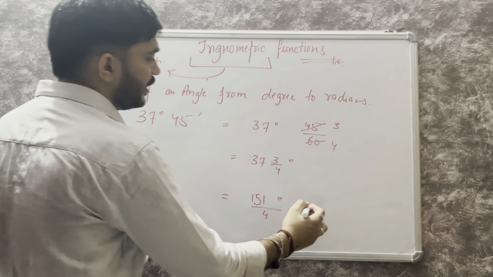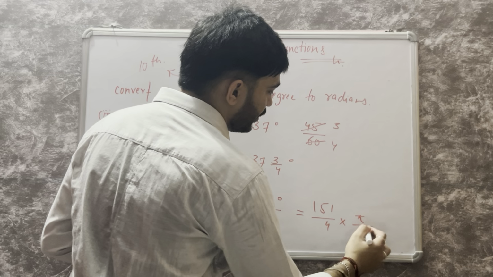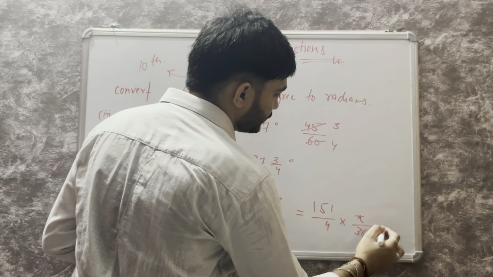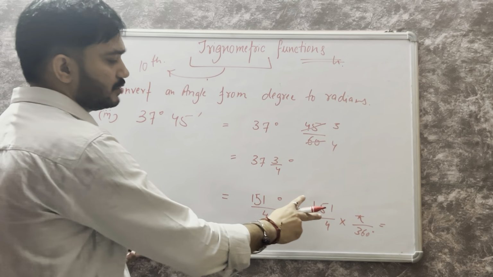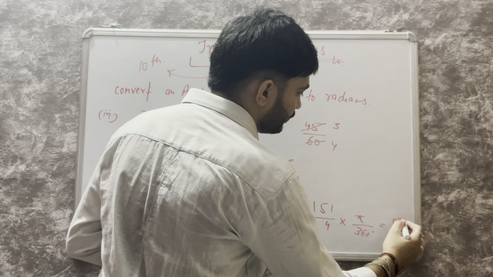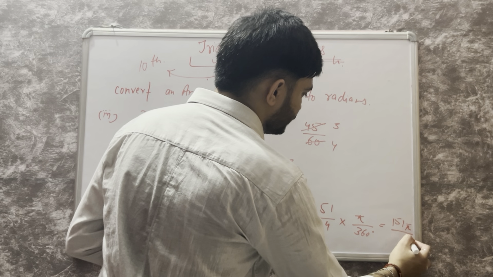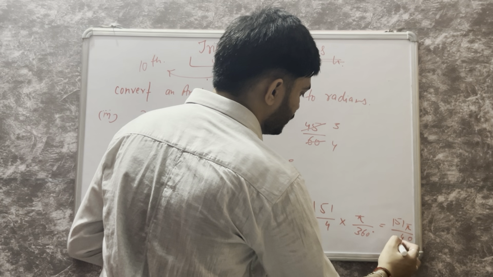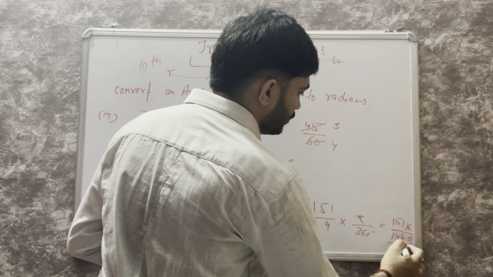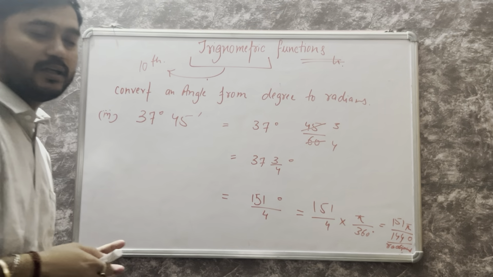And just multiply the degree by pi divided by 180. Since we cannot cut these terms, write it as 151 pi upon 720 radians is the answer. Any doubt?